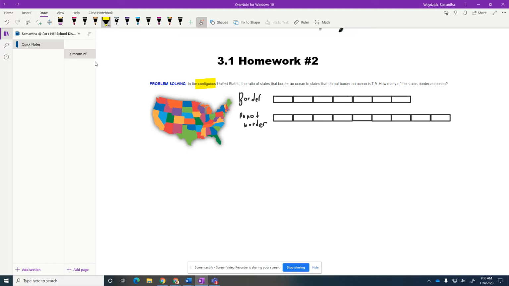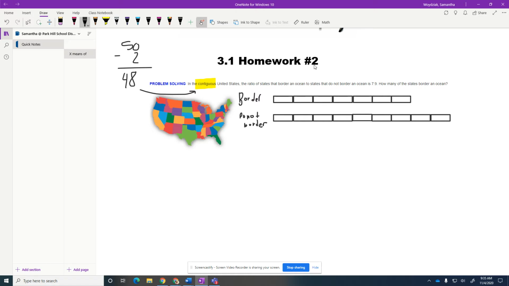And we know that we have 50 states in the U.S., but there aren't 50 contiguous states. There are actually 48 contiguous states because Hawaii and Alaska do not touch the contiguous United States. They're off on their own. So if we subtract Hawaii and Alaska, we're just talking about 48 states here. That's really important to note when we're talking about the contiguous United States. So now that we know that, let's reread the problem.